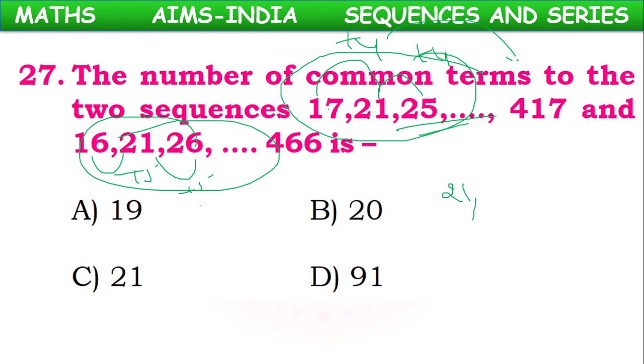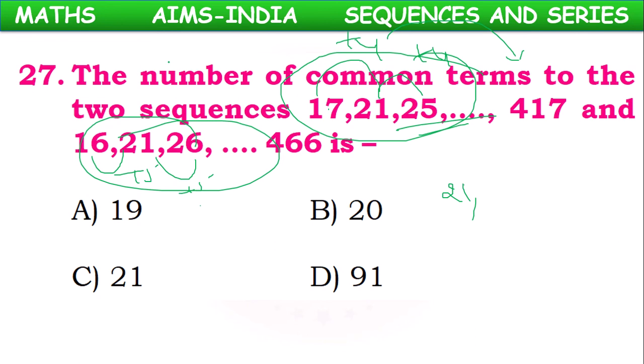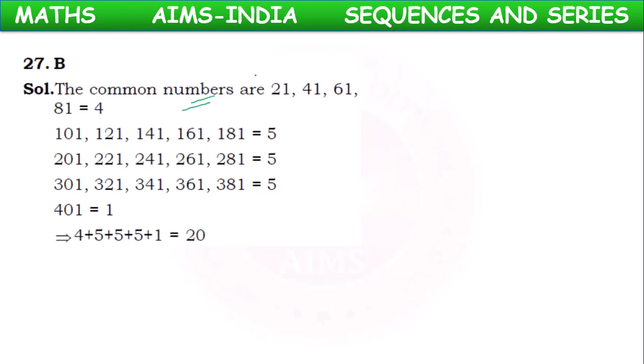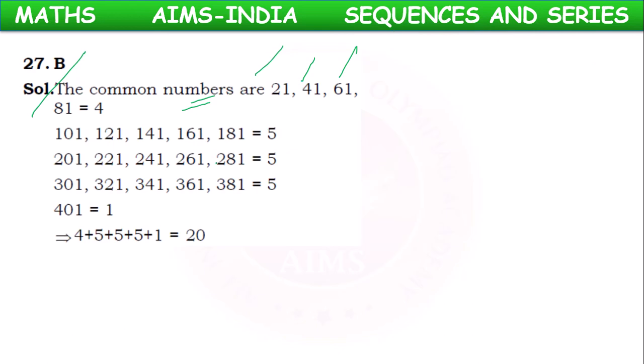After that, which term will be common? Here 4 and 5, the LCM is 20. So after that we have to add 20. 41 will be common. Next plus 20, 61 will be common. So the common numbers are 21, 41, 61, 81. Up to 100, we will get these.